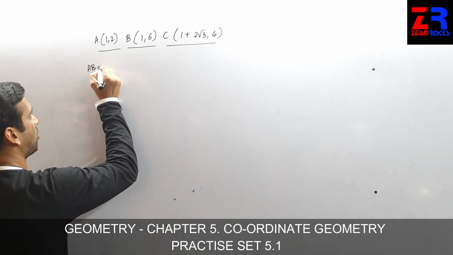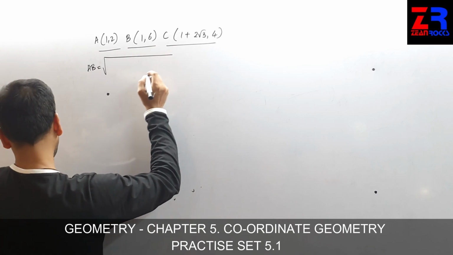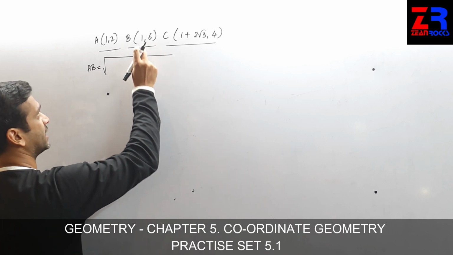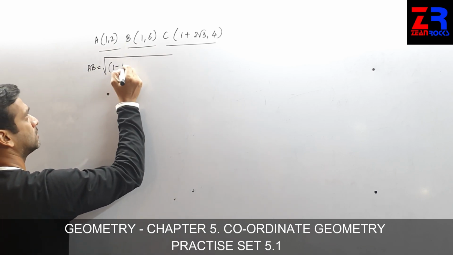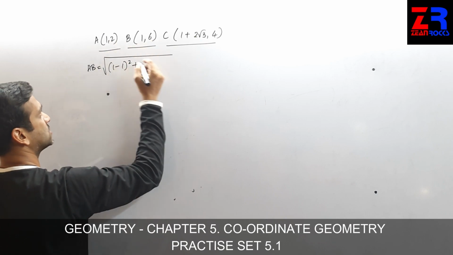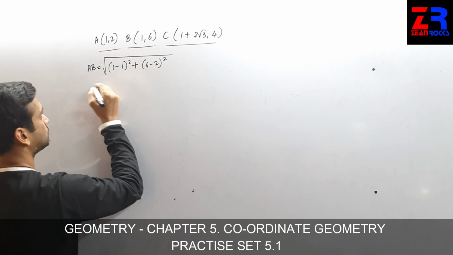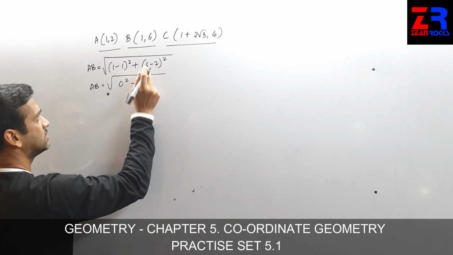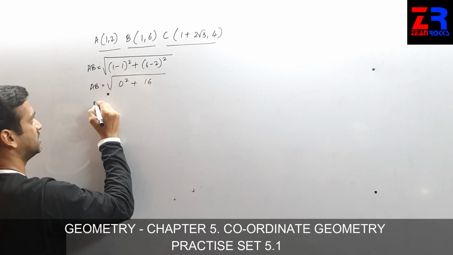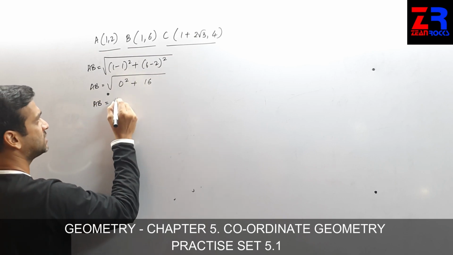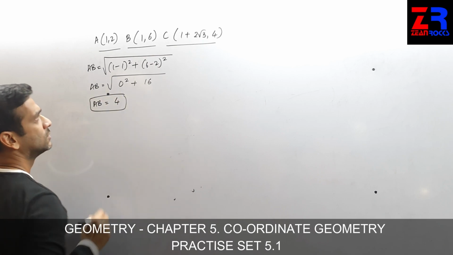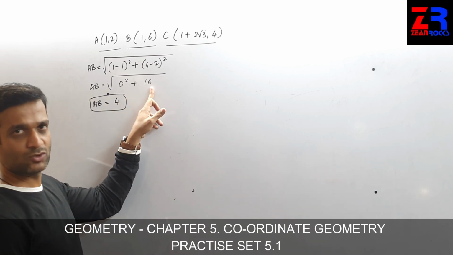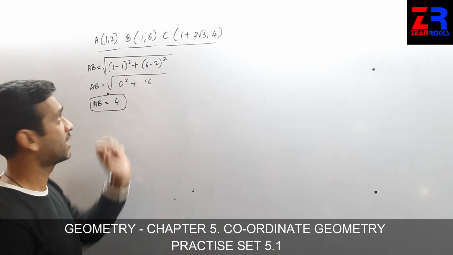I am not writing the formula. It is first term minus first term plus second term minus second term. 1 minus 1 plus 6 minus 2. So AB will be 1 minus 1 is 0. 6 minus 2 is 4. 4 square is 16. So AB will be root of 16, that is 4. 0 plus 16 is 16. 16 का square root 4.